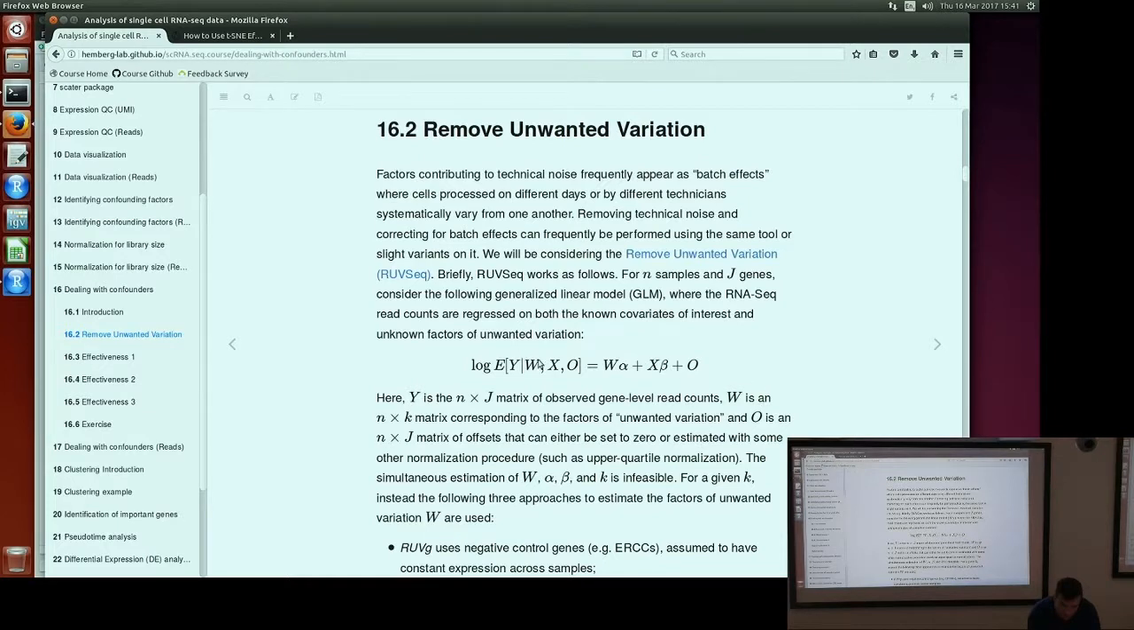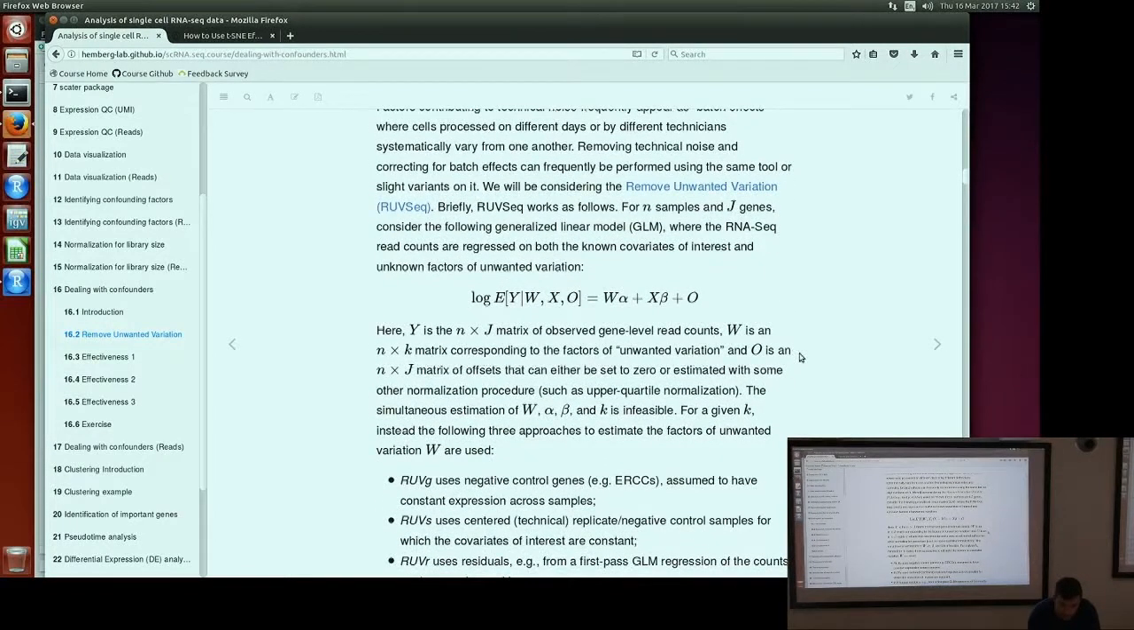So the other way around. W is our unknown factors of variation, and X is the design matrix in the normal sense. These offsets as well can be like total library size, potentially adjusted by size factors as we've computed previously.